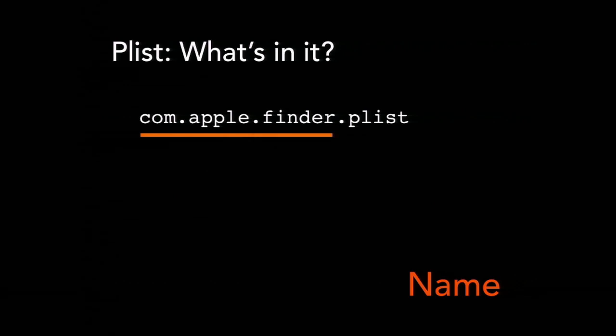The word domain generally means area of responsibility, and the entire plist name, sans plist, is called a domain. In other words, this is the domain for the Finder. The domain preferences, I guess you could say, the domain preferences file for the Finder. From now on, I'll pretty much be referring to that as the domain.